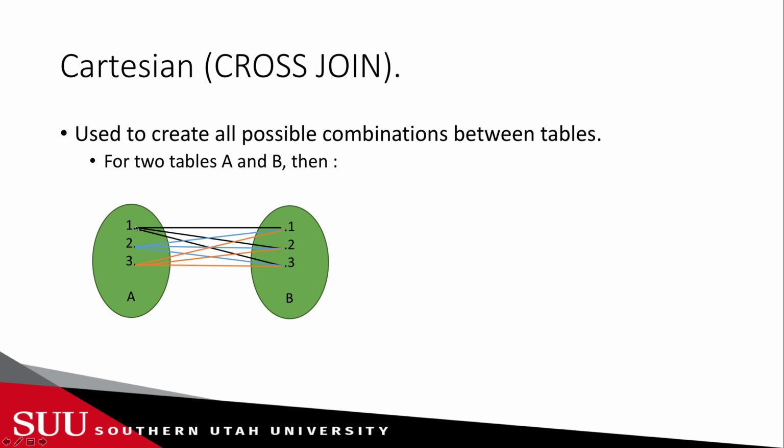So I will connect the first one from table A to the first, second, and third. Second one in table A, first, second, third. Third one in table A, first, second, third. So it's going to be the same case in table B as well. And this is what I get. I will get a table that's A times B, which is what we call a cross join.